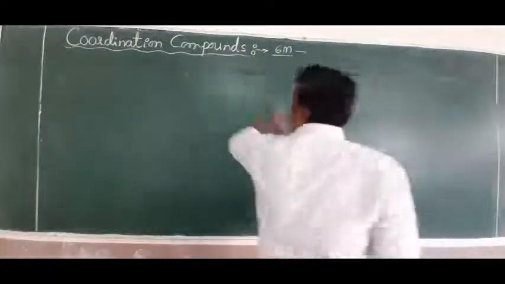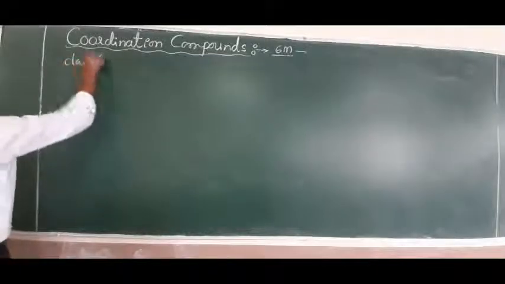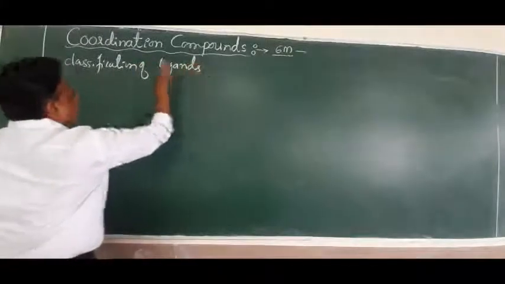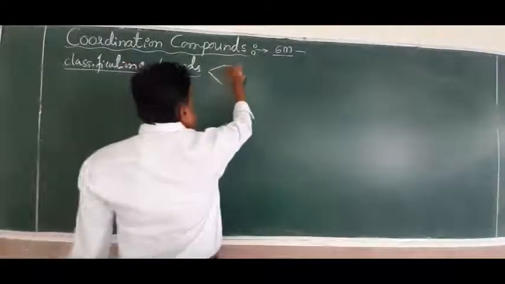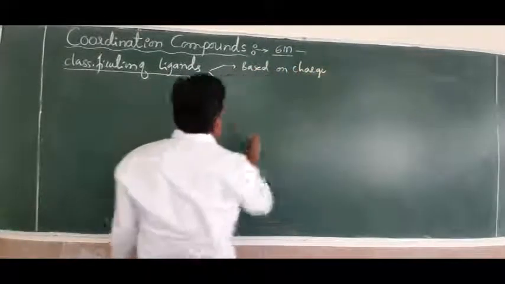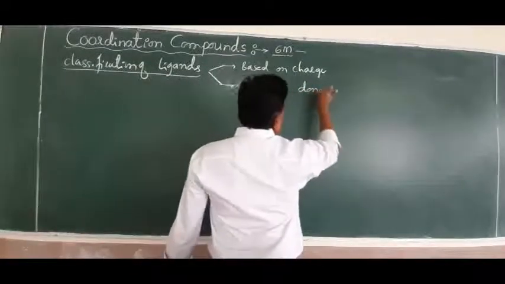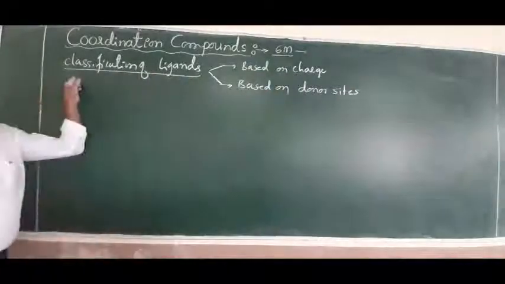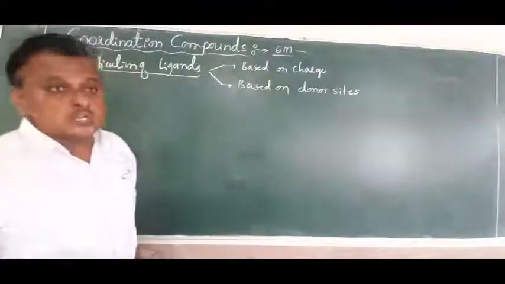Now, after this definition, friends, we come back to the classification of ligands. There are two types of classification. The number one, based on charge. The second one, which is very important, is based on donor sites. Ligands are classified based on two characters: one is based on charge and another is based on donor site, a pair of electrons.